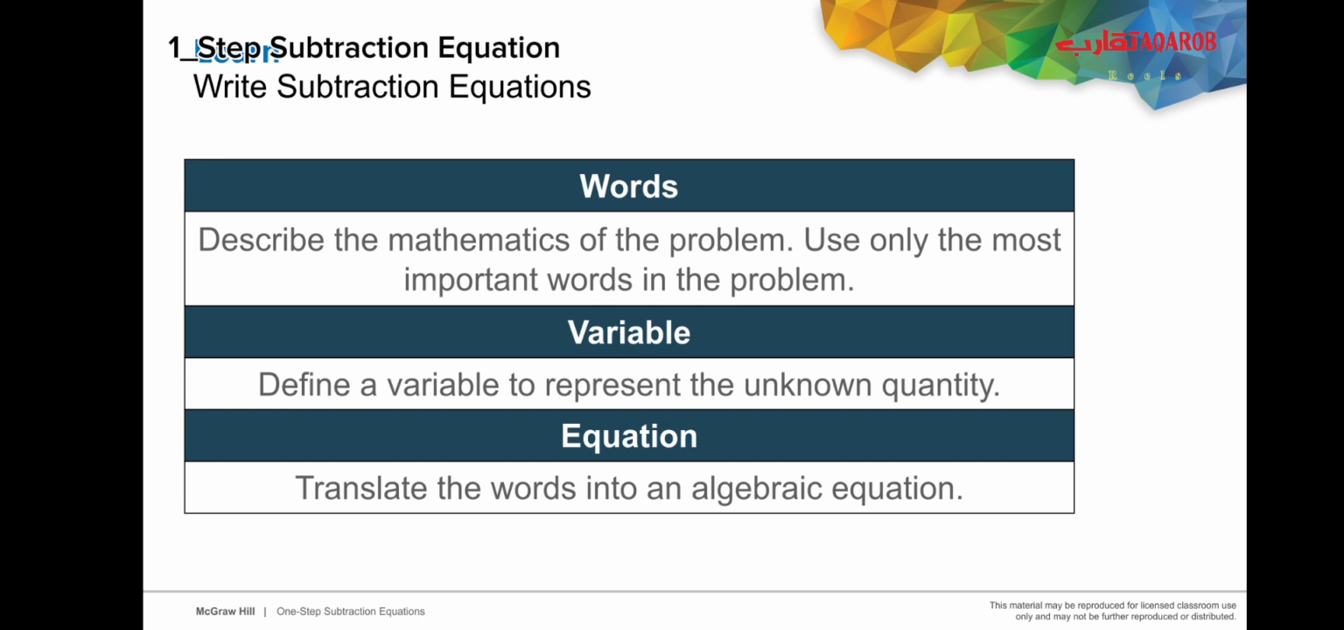Now, after that, I will define a variable. Any variable, I can use it. Most of the times it's one of the letters. I will use it to represent the unknown quantity. There must be an unknown quantity. And at the end, I will translate or form the subtraction equation after I finish looking for the operations, looking for the variable, and looking for the keywords that will help me.